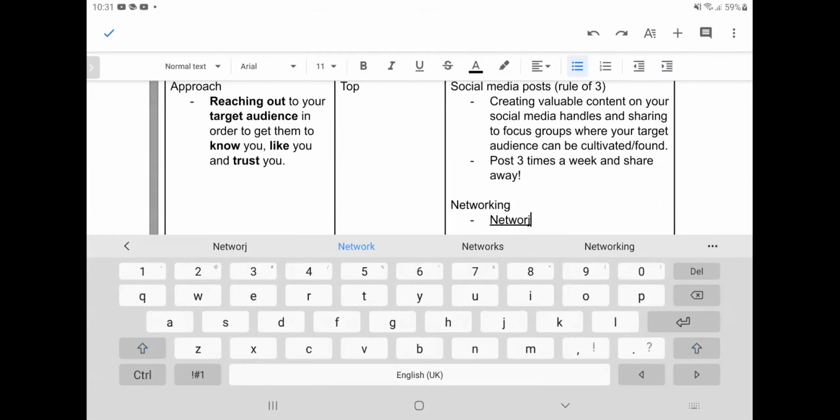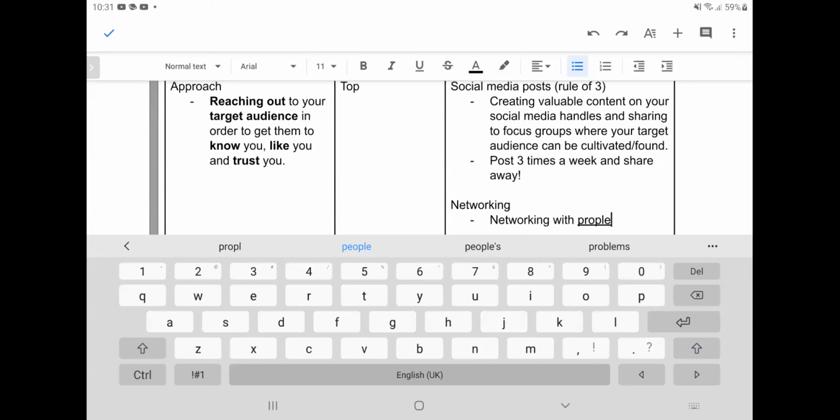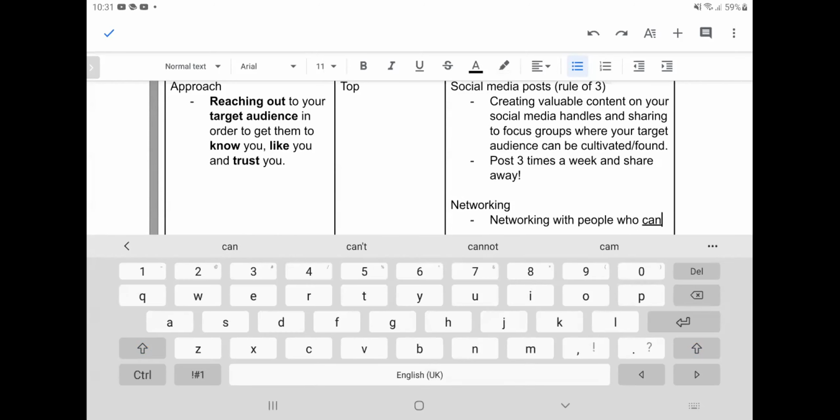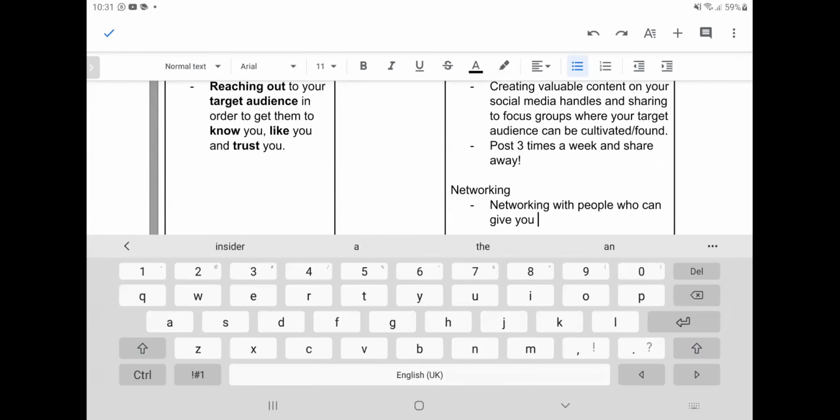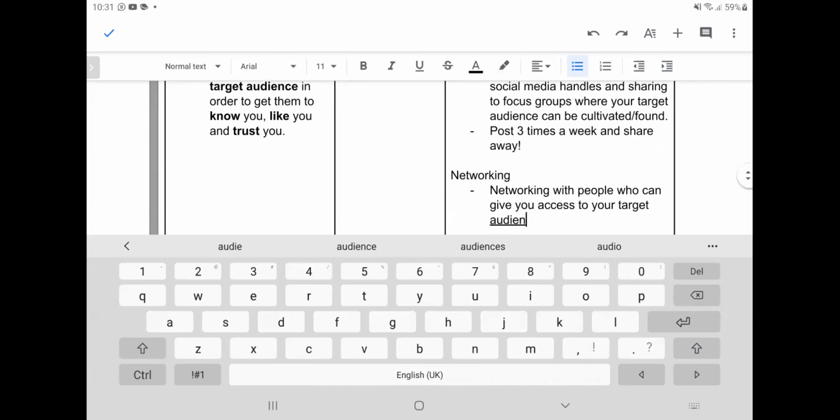Networking with people who can give you access to your target audience, right? Who can give you access to your target audience? Yes. So that is what we mean by networking.